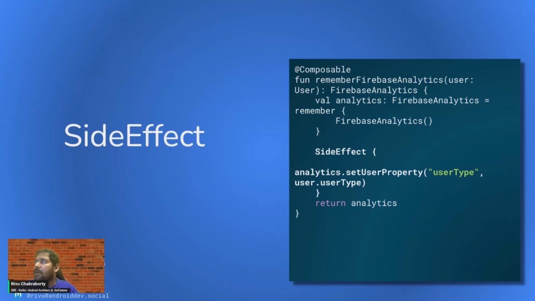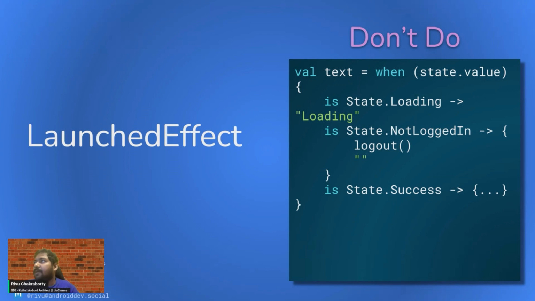So yeah, this is the effects. Here is what I said about launched effect. Let's do something here, right? So we have a text here, and based on the state value, we are either showing loading or logout. Basically, if the user is logged in, then we are showing some loading, or on success we are showing some UI. If the user is not logged in, then we are calling the logout function that will basically navigate the user back to the login screen, right? And we are returning an empty text.